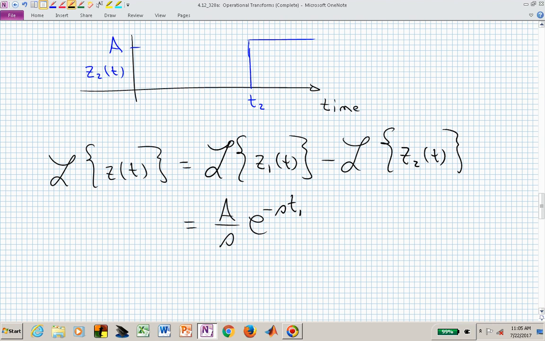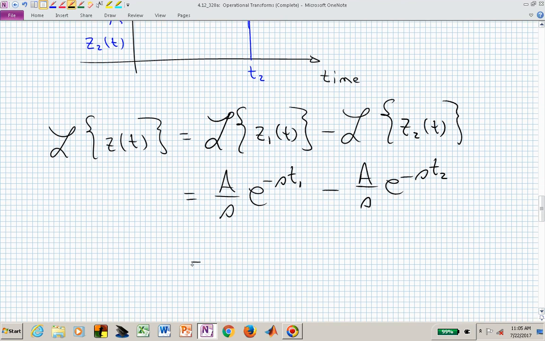T sub 1 is a constant. That's at the time t sub 1. That's now the Laplace transform of z sub 1. If that's the Laplace transform of z sub 1, we know what the Laplace transform of z sub 2 is. That's just the same, except now z sub 2 is starting later in time, and now we can actually say, oh, these both have an a over s. That would be an undelayed step of amplitude A, but now we are putting this in the form of a pulse.